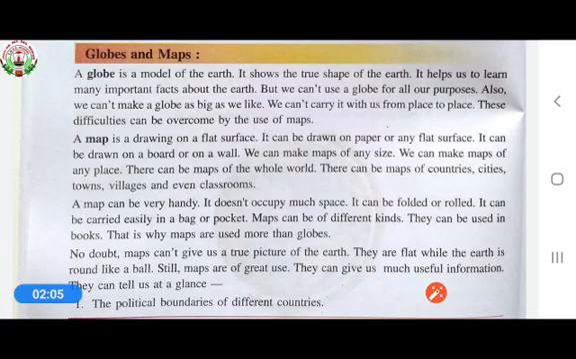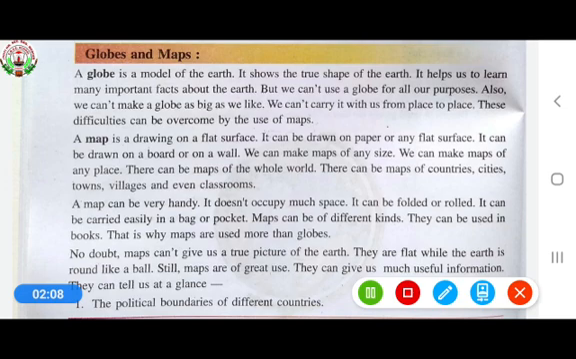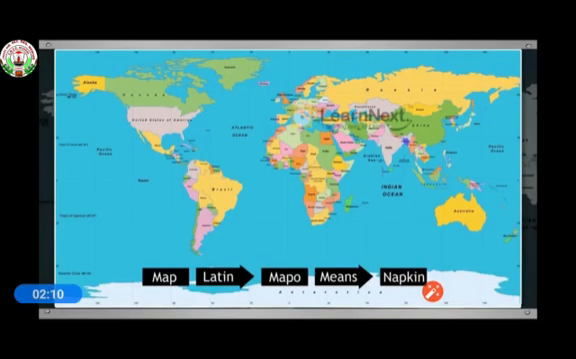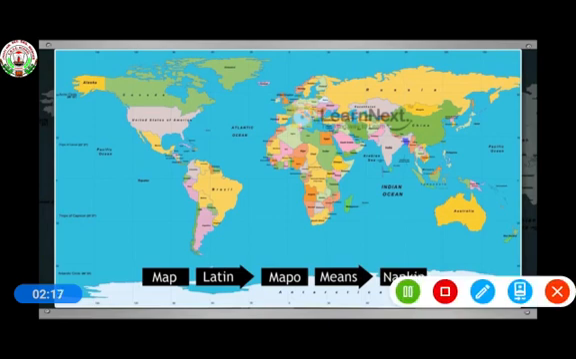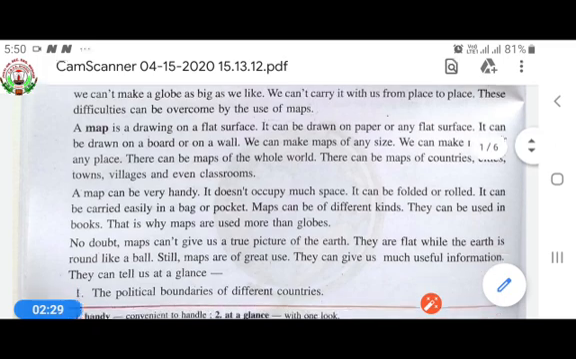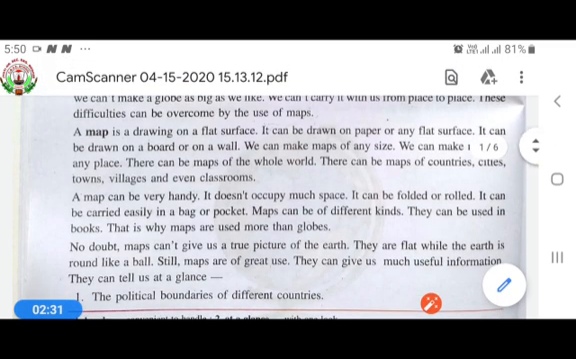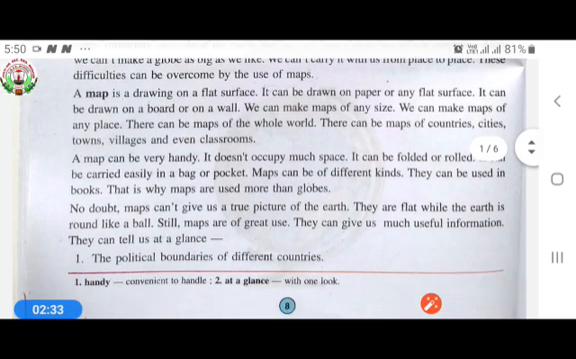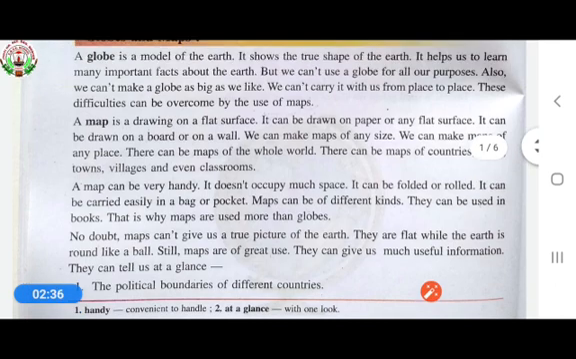Now students, I will tell you what a map is. The word map is derived from the Latin word mappa, which means napkin. A map is a representation of the earth's surface or part of it on a flat surface. A map can be very handy. It does not occupy much space. It can be folded or rolled. It can be carried easily in a bag or pocket.